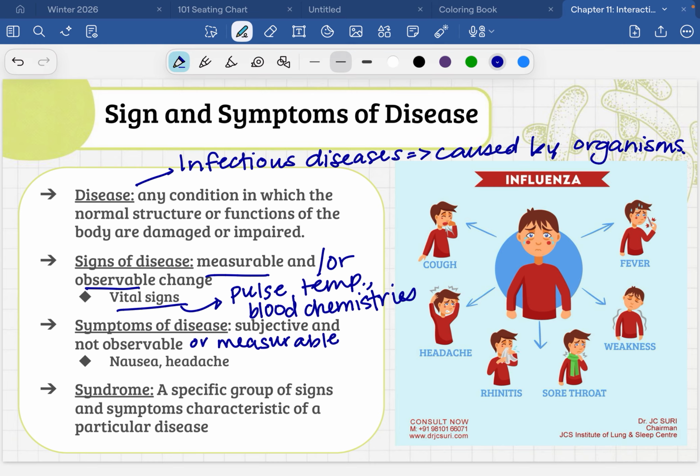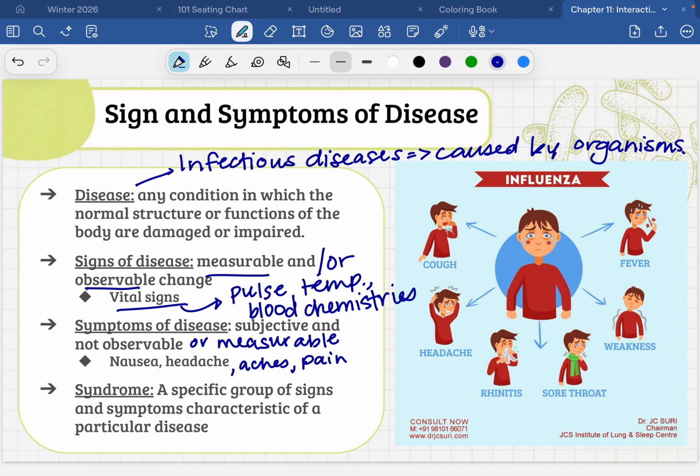And this is something like nausea, right? Being sick to your stomach is not something that anybody can observe. Nobody can measure how nauseous you are. Same thing with a headache or body aches, any kind of body aches or pains, any type of pain, right? All of these things are subjective. My 7 out of 10 pain might be somebody else's 3 out of 10. These are not things that can be given a specific number. They can't be measured or observed.